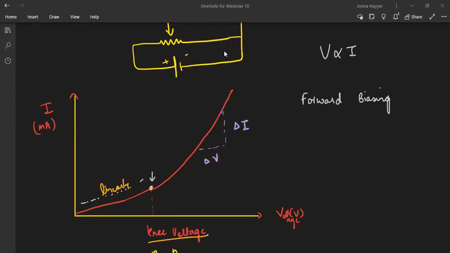After that, the value will increase suddenly. Initially also, before knee voltage also, it will be increasing. But the increment will be very slow. So after knee voltage, it will increase abruptly. Exponentially is the right word exactly. So diode current increases rapidly, exponentially, even for a very small increase in the diode bias voltage.